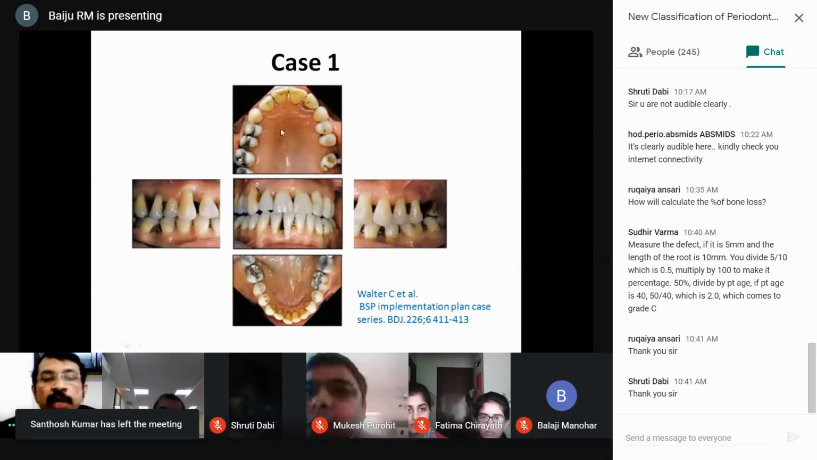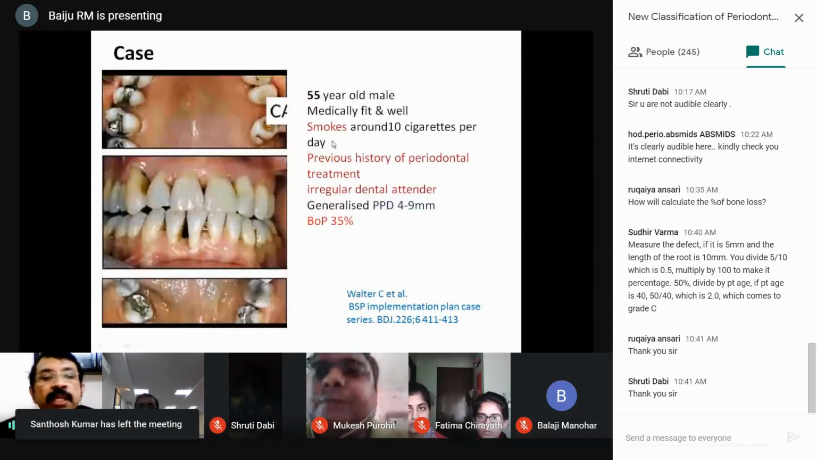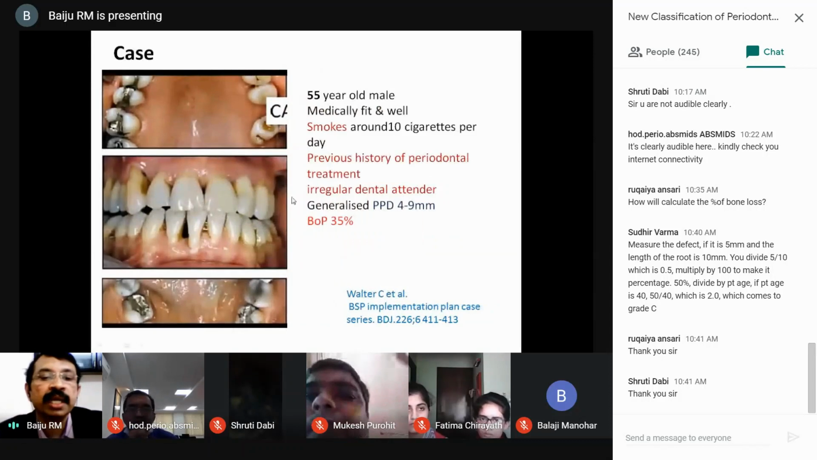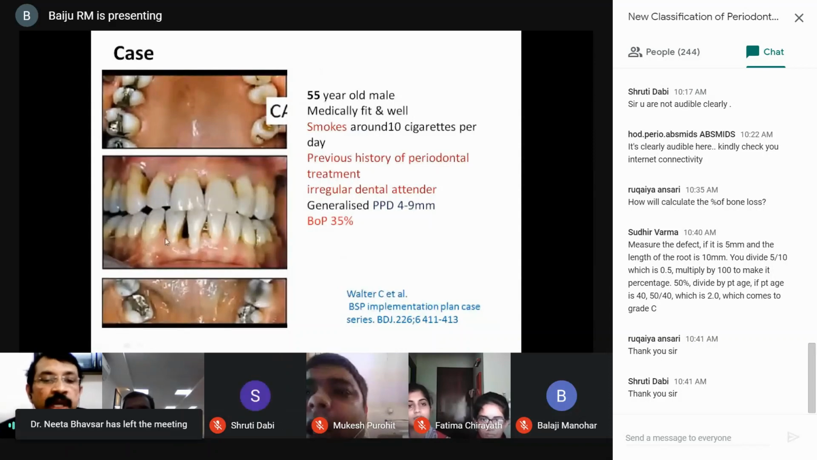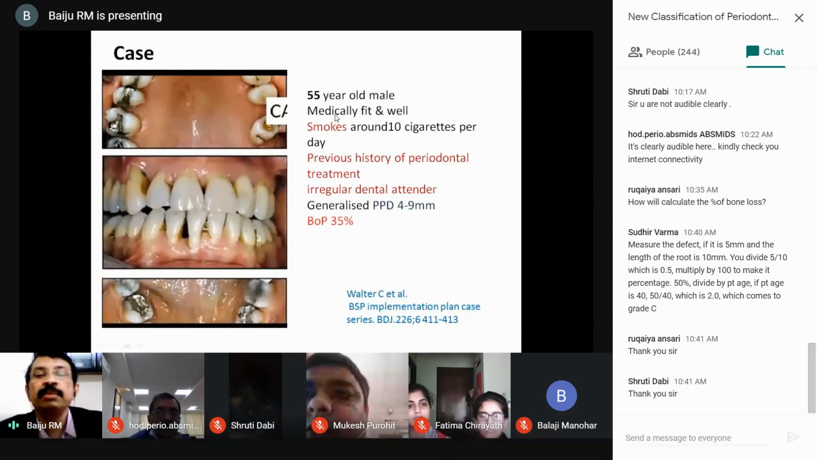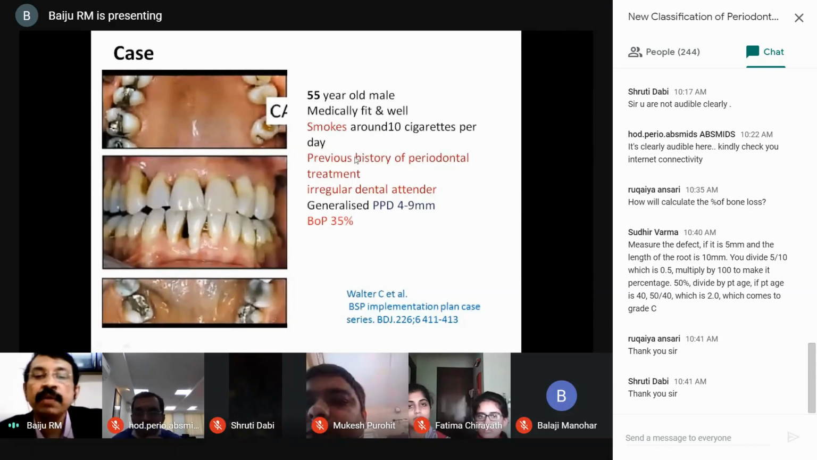This case one is a photograph of a 55-year-old male patient. Looking at the photograph, you can say that there is underlying recession. Many such sites are there. You can say that the patient is having periodontitis. And the history says that the patient is medically fit and well. The patient smokes around 10 cigarettes per day, and he gives a previous history of periodontal treatment.